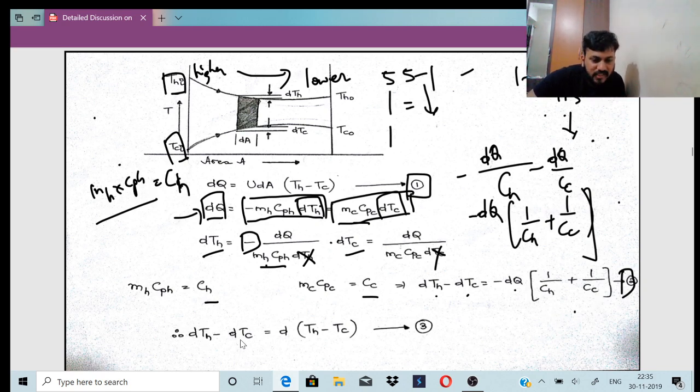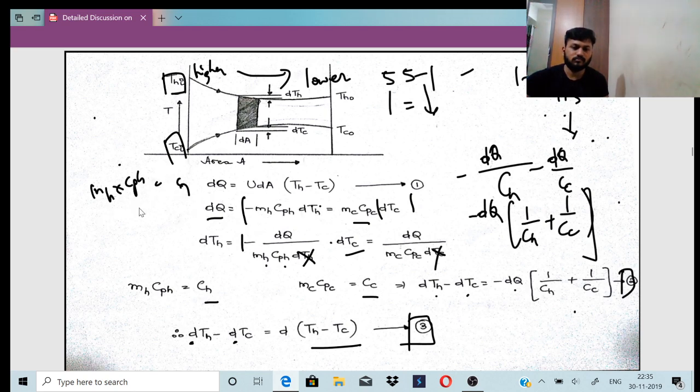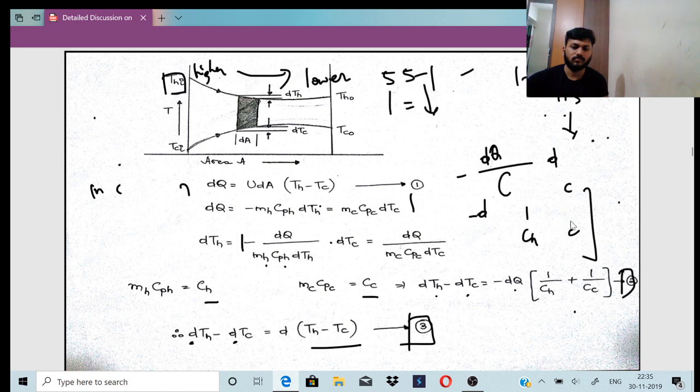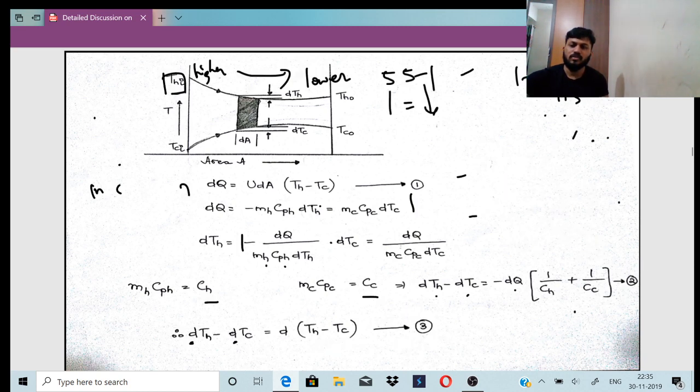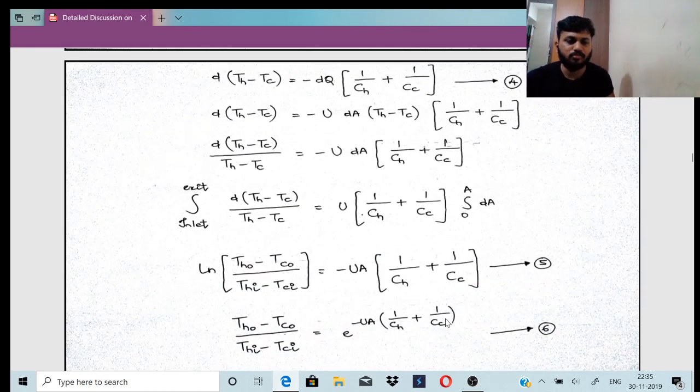डी टी एच माइनस डी टी सी, इसमें डी कॉमन है तो डी को बाहर निकाल दिया, so this will be d of (Th minus Tc), right? dTh minus dTc is nothing but d of (Th minus Tc), so this will be my third equation. Okay, so we formulated our third equation also. Now let us move forward.